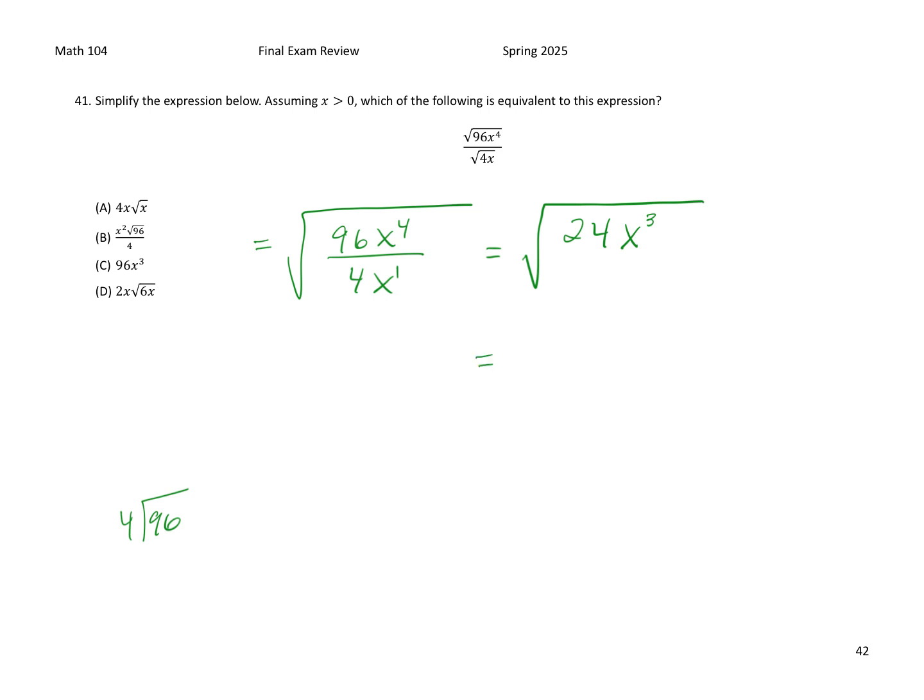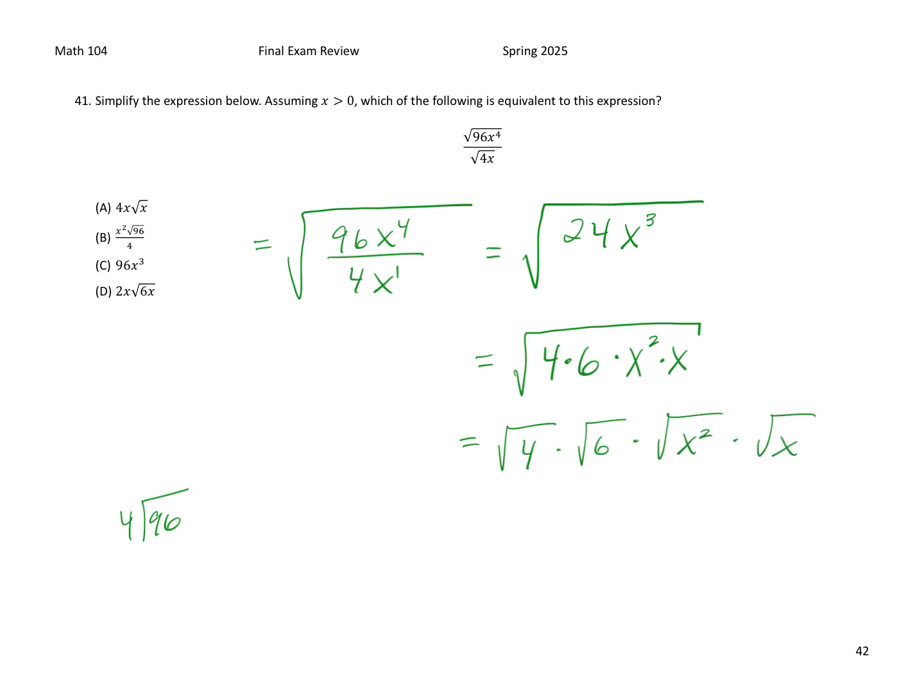Okay, and then I'm going to break 24 and x cubed into factors, one of which is a perfect square. So for 24, 4 is a perfect square. I can rewrite that as 4 times 6. And for x cubed, I can rewrite that as x squared times x. And then I can take the square root of each piece separately. So this is square root 4 times square root 6 times square root x squared times square root x.